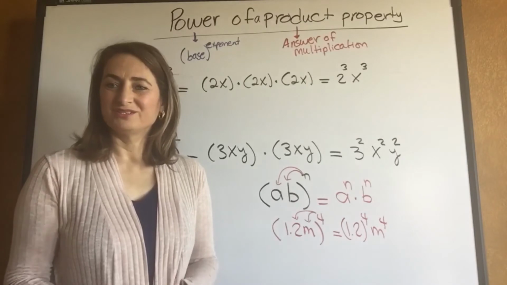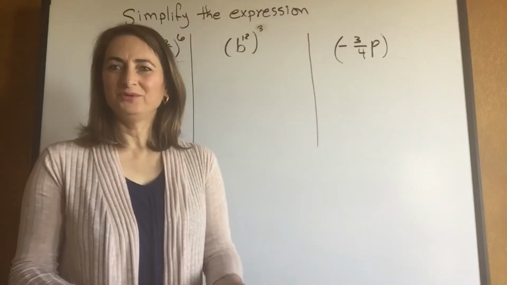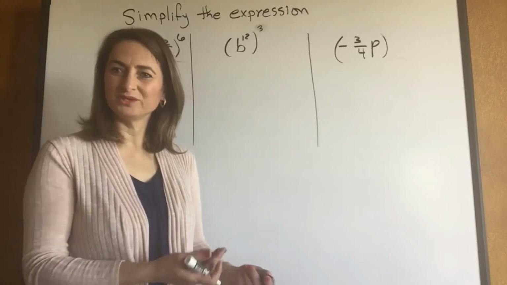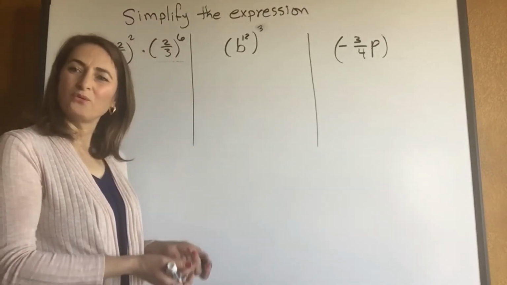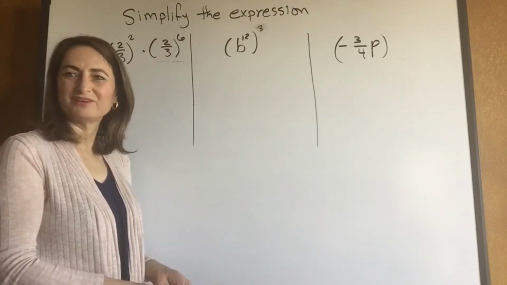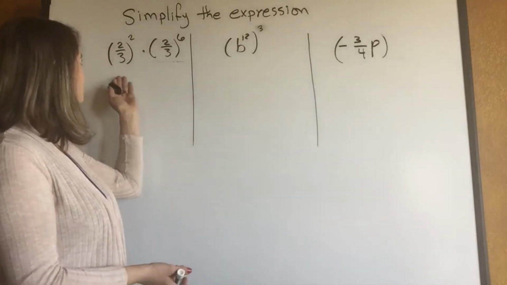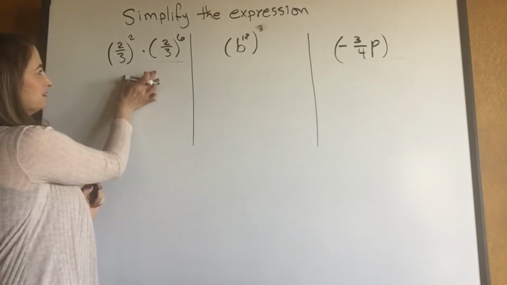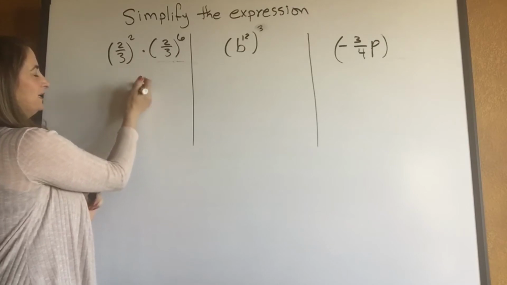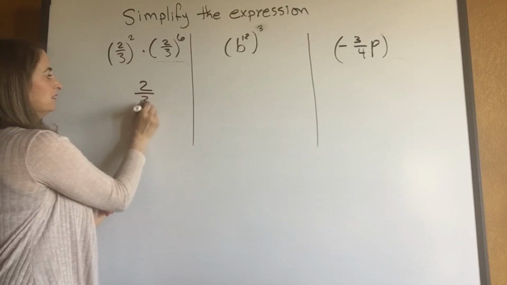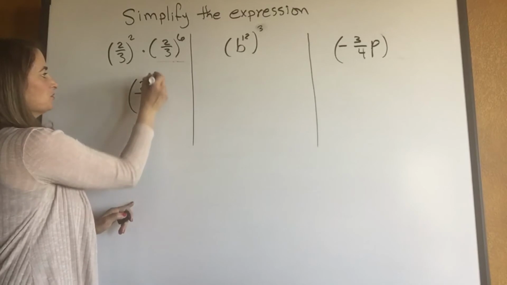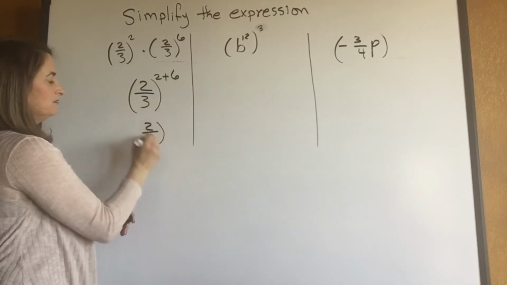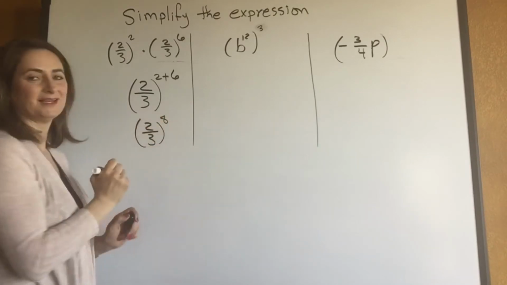Now let's practice all 3 together. Okay, now we're going to practice the 3 rules of multiplying powers and see the difference between them. Look at the 3 examples and see which rule you are going to use to simplify the expression. The first one is 2/3 to the power of 2 times 2/3 to the power of 6. That's the product of powers. You keep the base the same, 2/3, and you add the exponents, which is 2 plus 6. Keep the base the same, and 2 plus 6 is 8, and that's your answer.